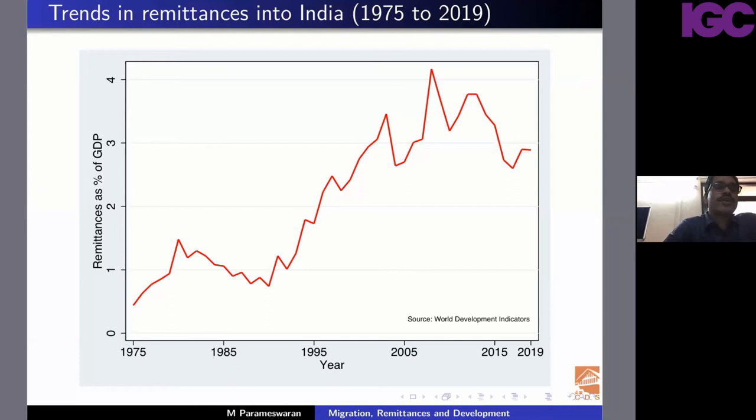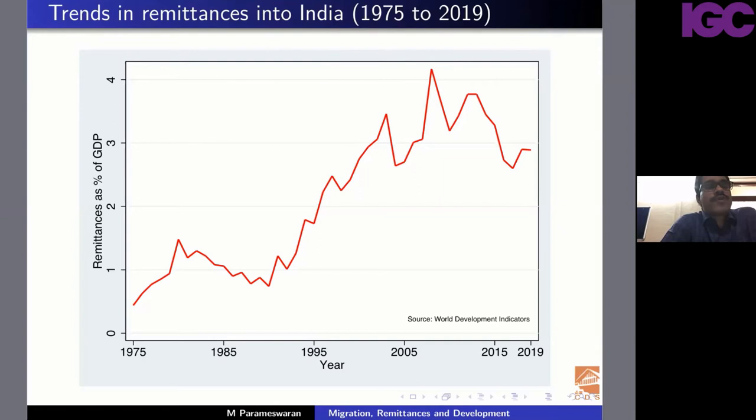This will explain to us some things. What you can see is that initially the remittances are increasing, and 1975 is important. This is also the time when the oil boom happened in the Middle East Gulf countries. So a large number of Indians migrated to the Gulf, and one of the reasons for the increase in the remittances is this. But after that, after around the 80s onwards, the remittances as a percentage of GDP are declining.